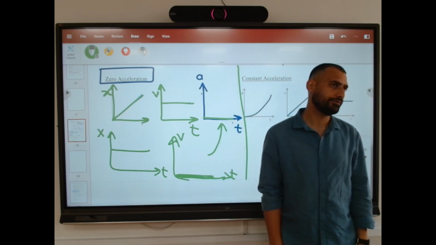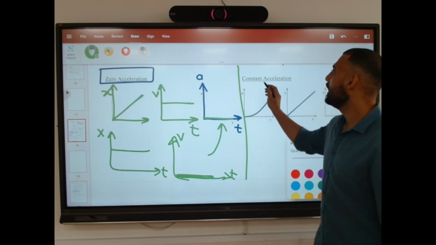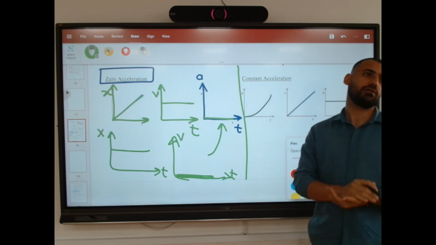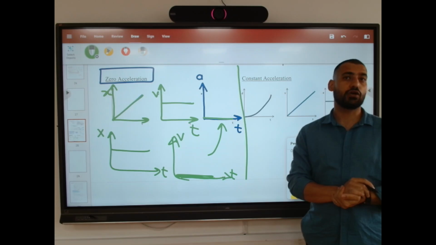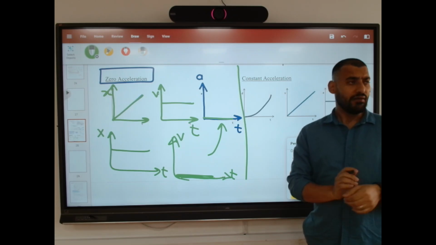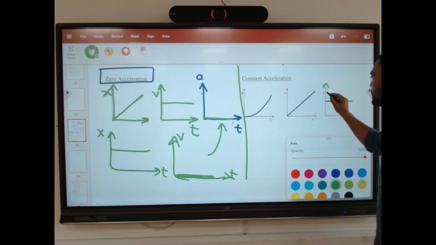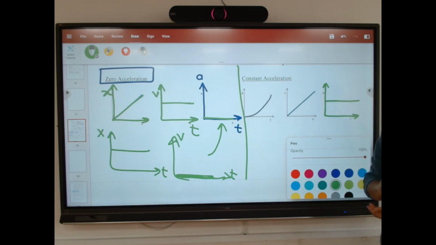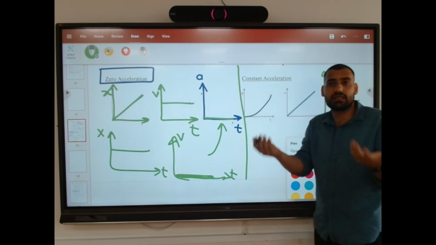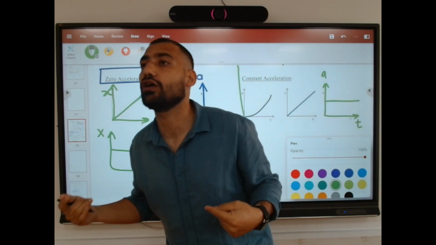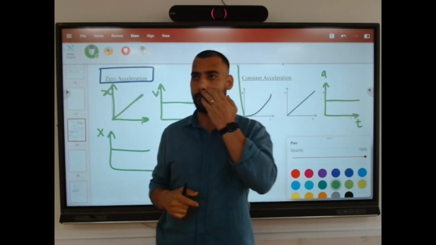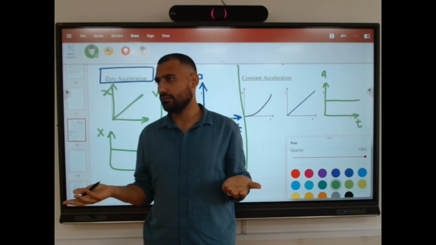Is that clear? Now someone is telling me a body has constant acceleration. When the acceleration is constant, how will the acceleration time graph be? Won't it be like this? Now there is acceleration. When there is acceleration, tell me what is happening to velocity. Is it changing or no? It will change, isn't it?